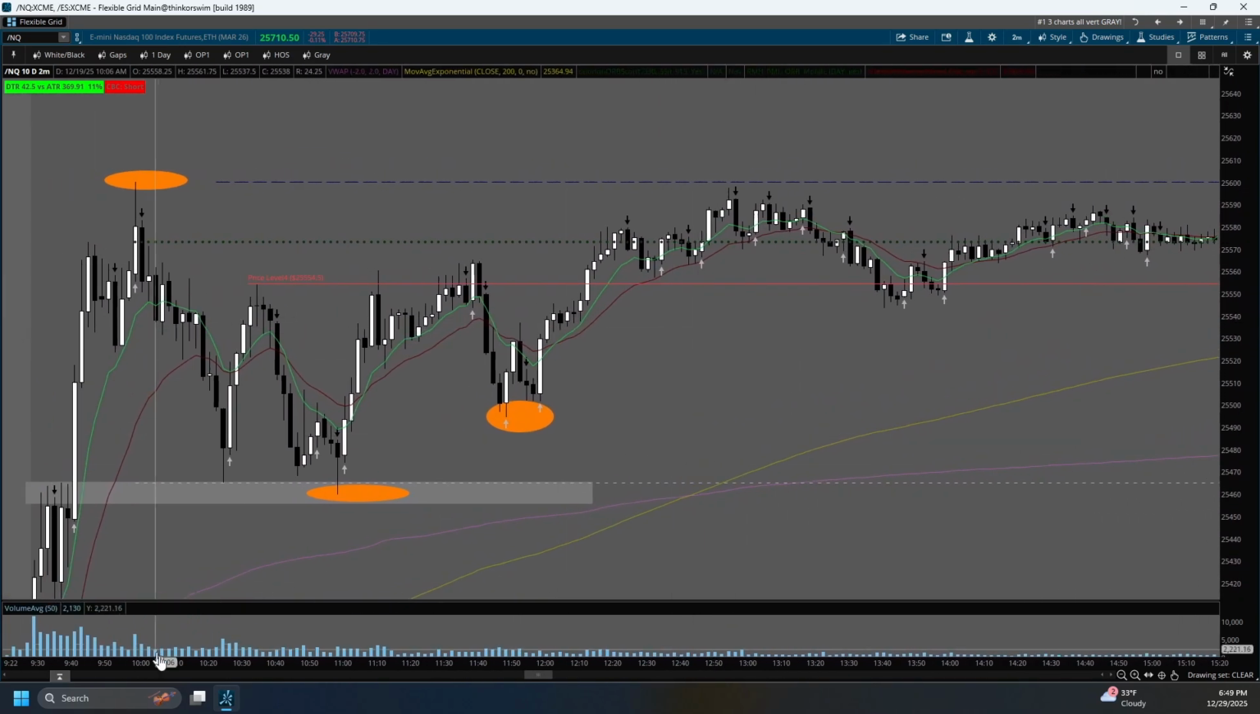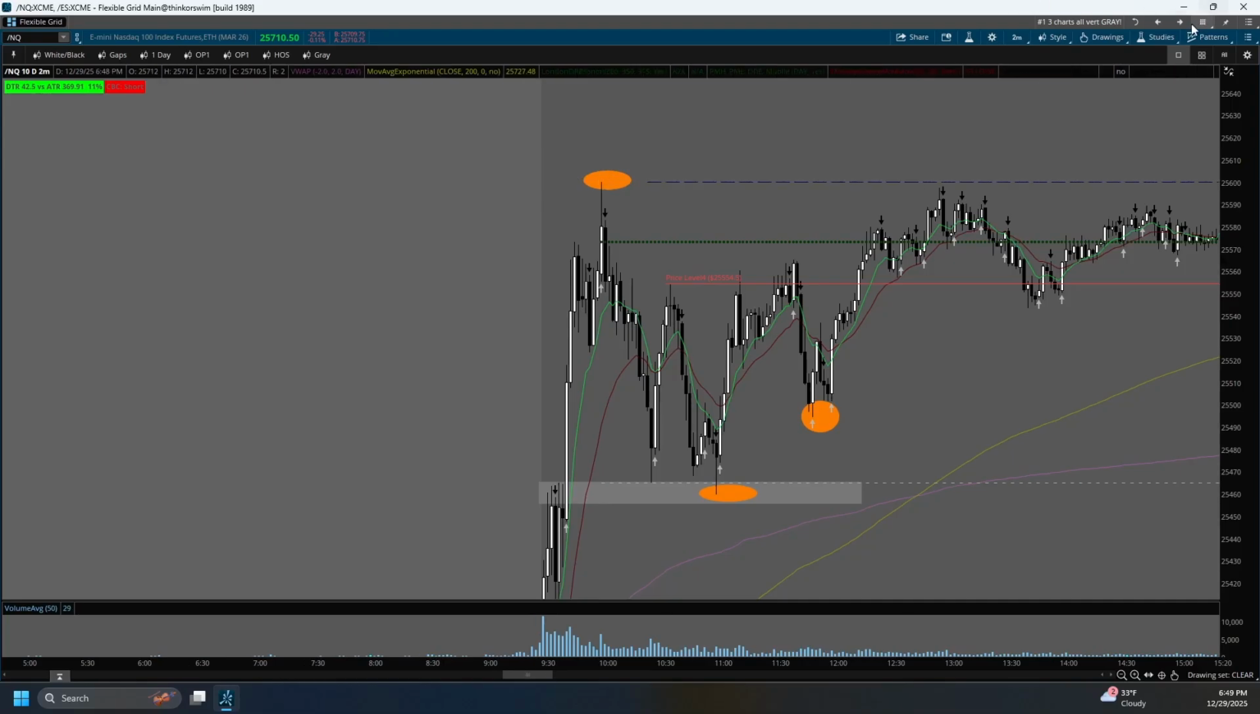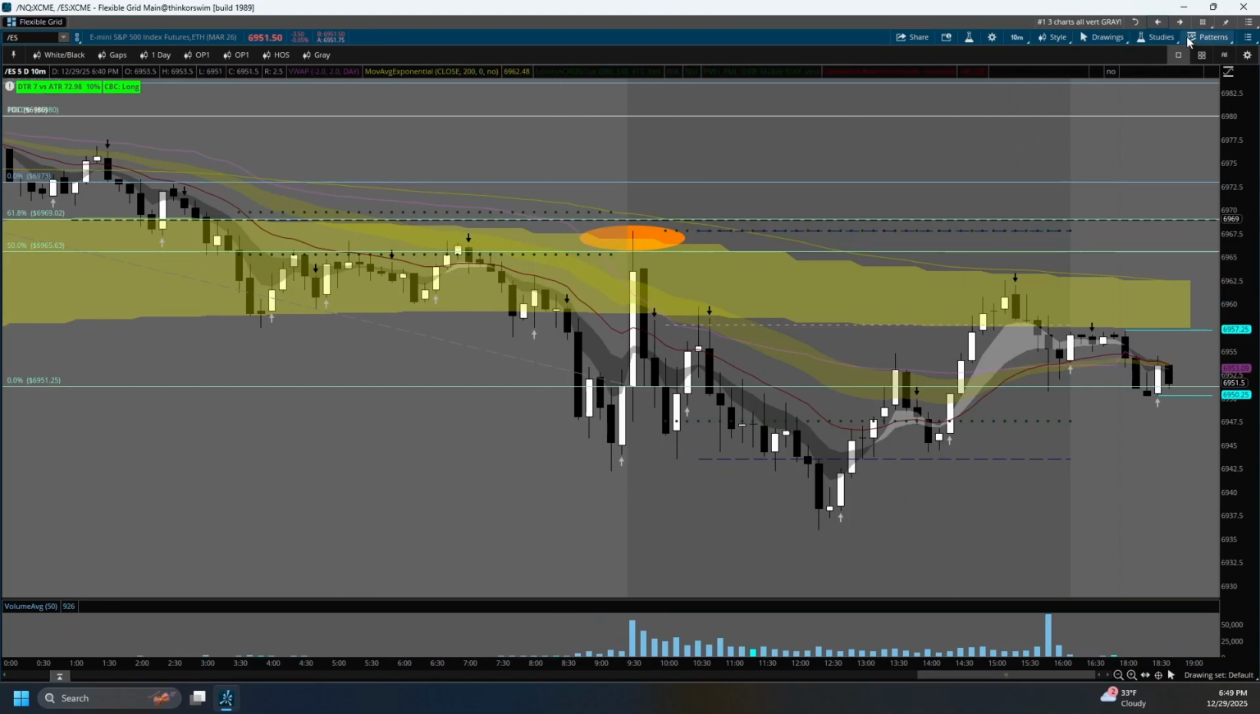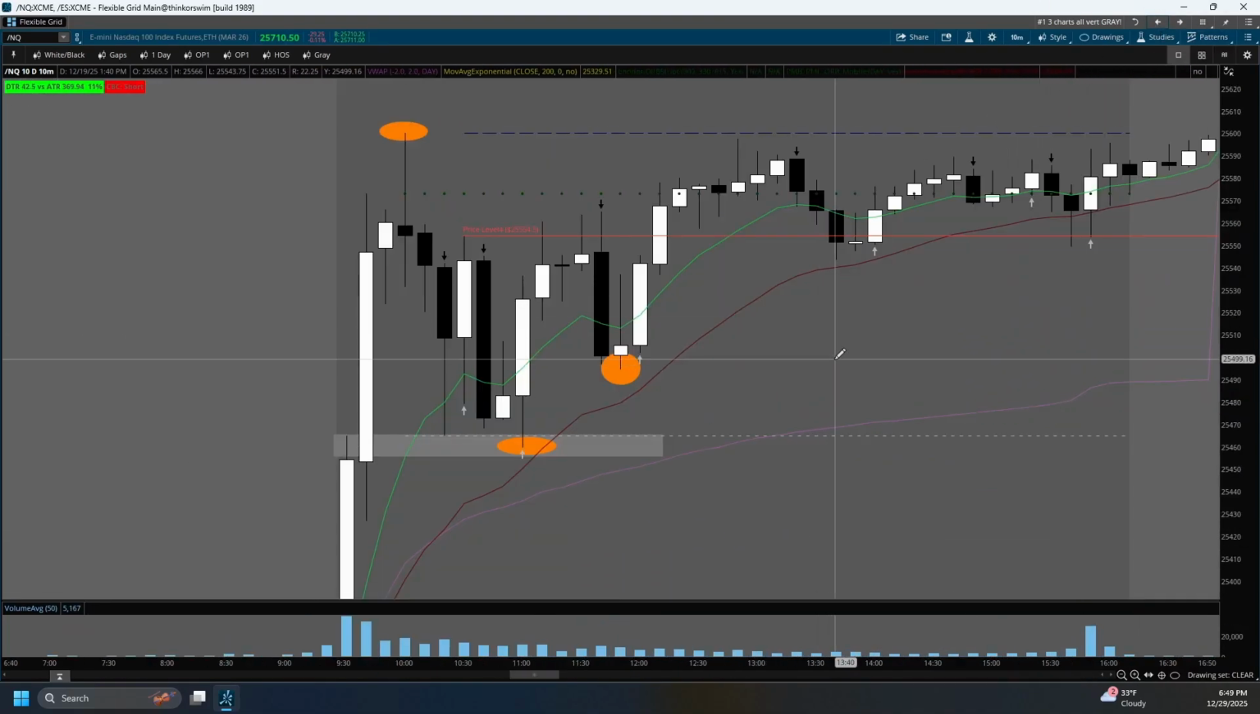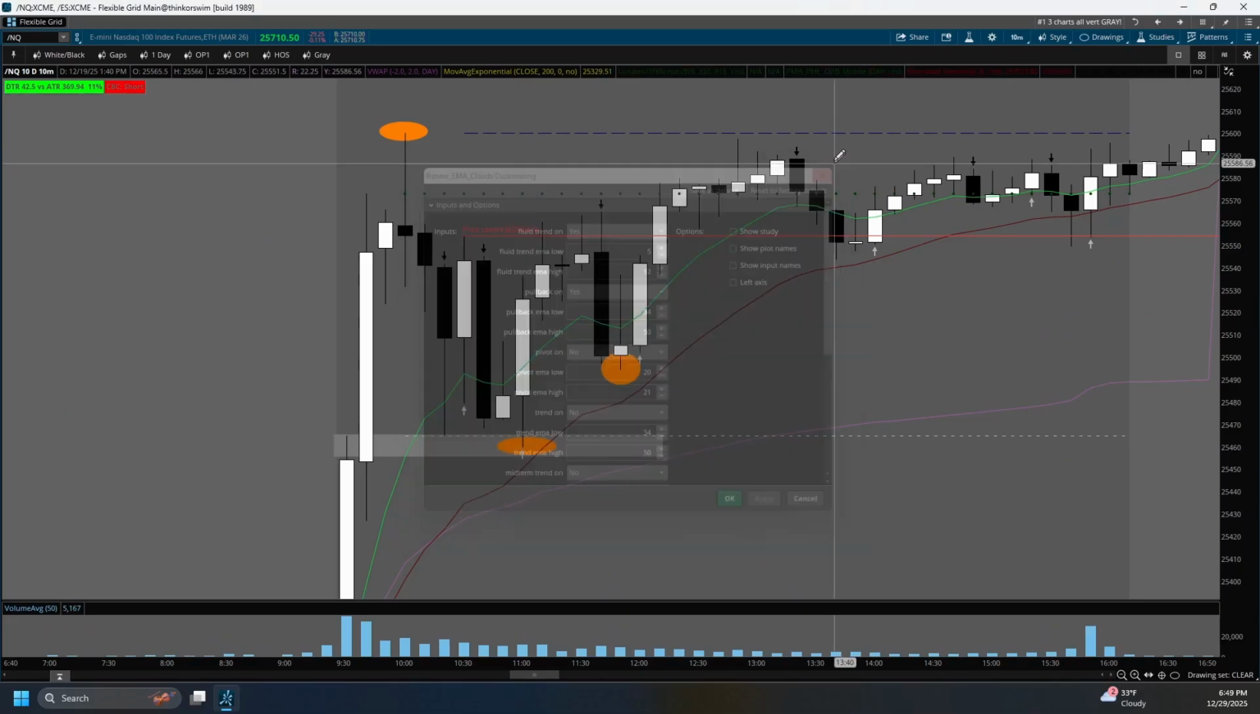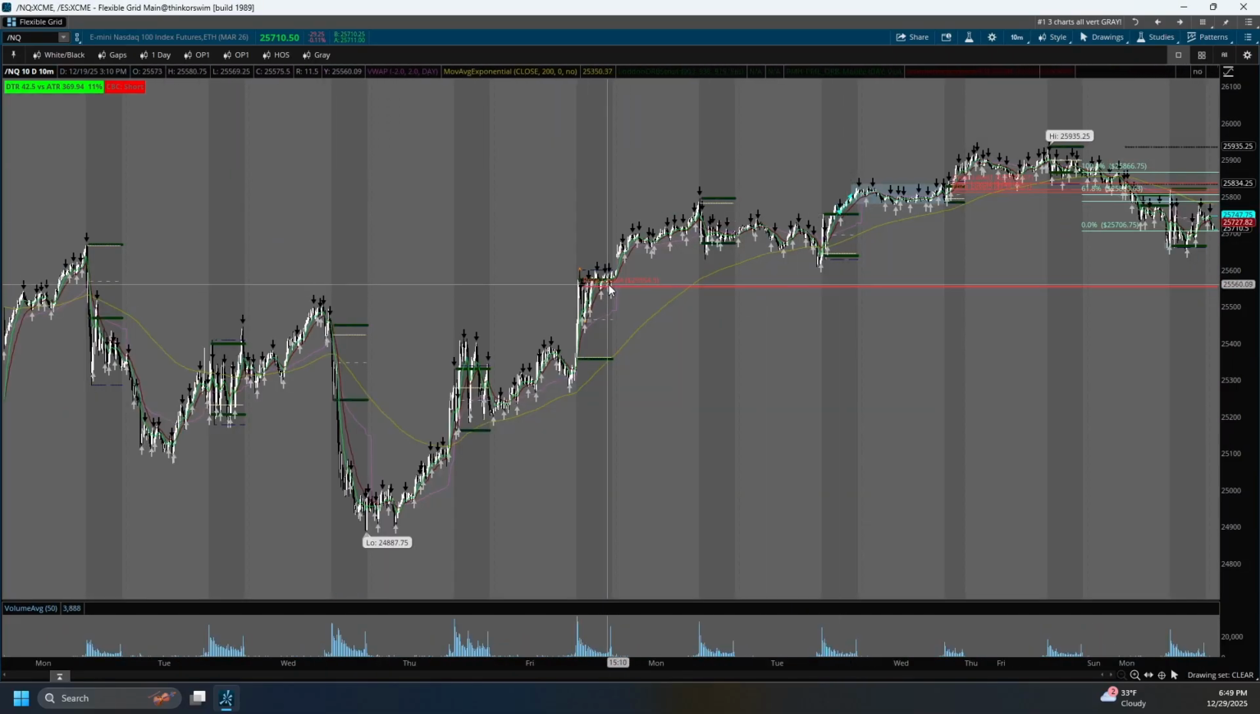Okay. Let me see if I can find any good examples where we get out of the range. Here's a big, this looks like a big trend day.